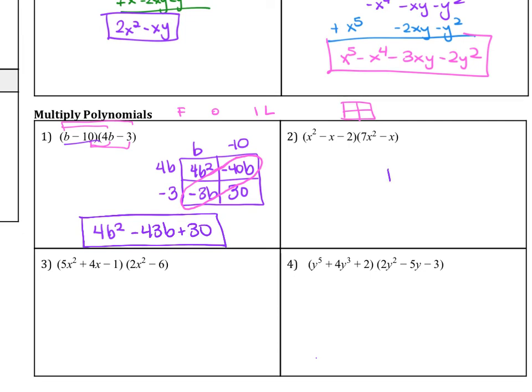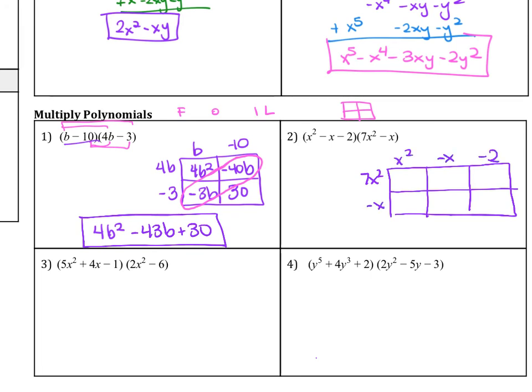Now with something like number 2, we can do a 2 by 3 or 3 by 2, whichever you would like to do. So I'm going to do a 2 by 3. So it can only fit one way, 7x squared minus x squared minus x, and minus 2. Then we multiply through. So this becomes 7x to the 4th. Remember, we're multiplying, so you add the exponents. Then we have negative 7x cubed, and then negative 14x squared.